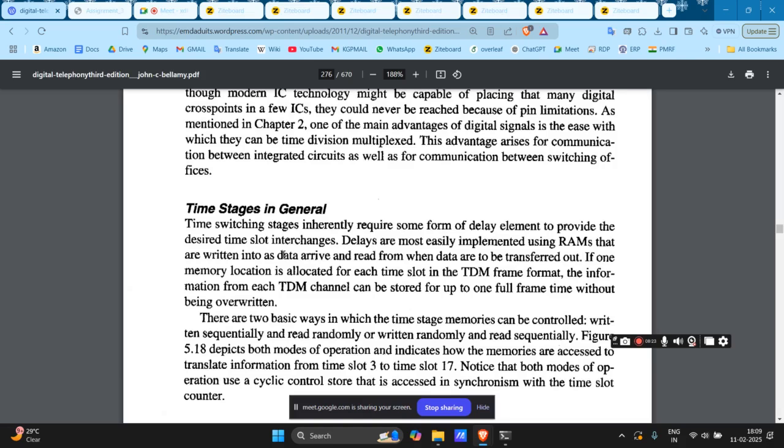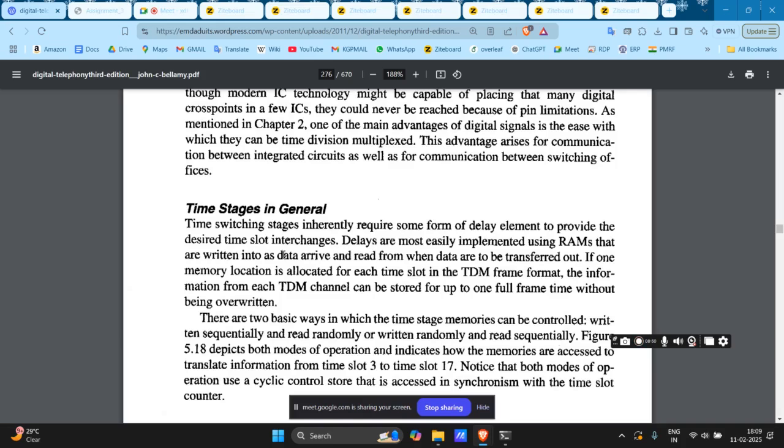Time switching stages inherently require some form of delay element, because all the frames do not get processed immediately as they come. They have to get stored and delayed. This delay is implemented using RAMs. The data comes, is stored in the RAM, and at a later time is transmitted back. So the RAMs are in essence implementing the delay.